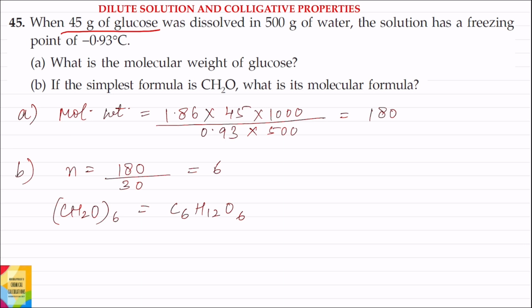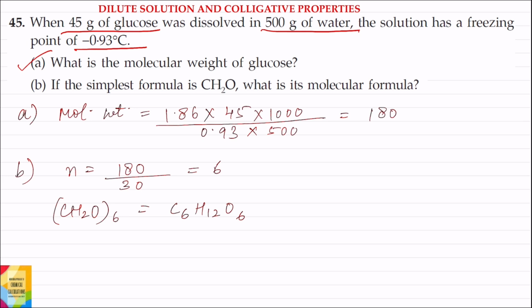45 gram of glucose was dissolved in 500 gram of water. So weight of solute, that is glucose, is 45 gram and weight of solvent, that is water, is 500 gram. The solution has a freezing point of minus 0.93 degree centigrade. A. What is the molecular weight of glucose?